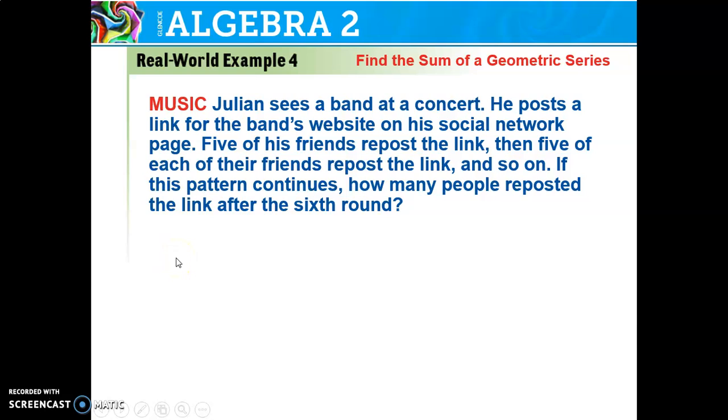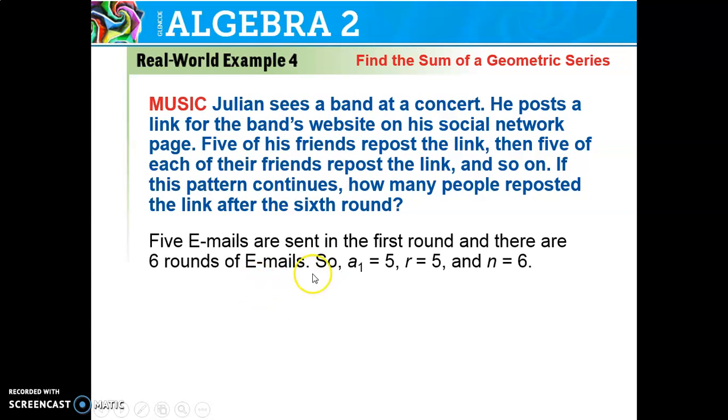So Julian's band has a concert. He posts the link for the band's website on his social network page. 5 of his friends repost the link, then 5 of their friends repost the link, and so on. If this pattern continues, how many people reposted the link after the 6th round? You see how this produces a geometric sequence, because we would have 5, and then 5 more of 25, and then 5 more of 125, and so on and so forth.